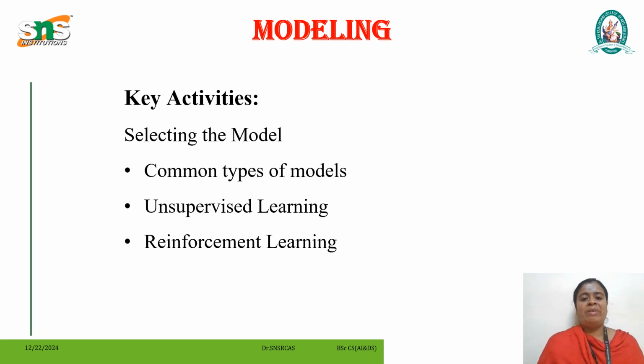Next one, unsupervised learning models that identify patterns in unlabeled data. Clustering groups similar points, for example K-means, hierarchical clustering. Dimensionality reduction reduces the number of features while maintaining essential patterns, for example PCA. Next one, reinforcement learning models that learn through interaction with an environment, aiming to maximize rewards. Examples are Q learning, deep reinforcement learning.